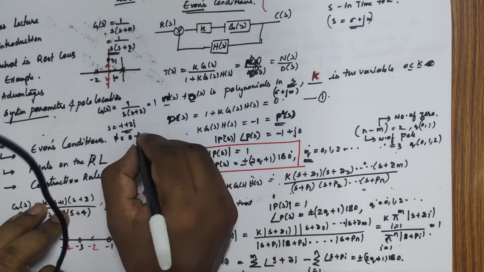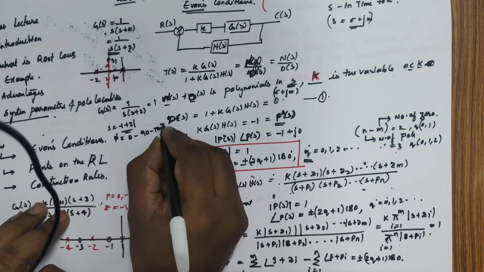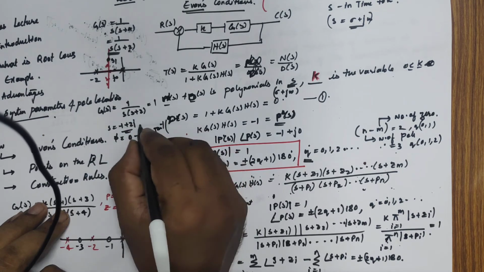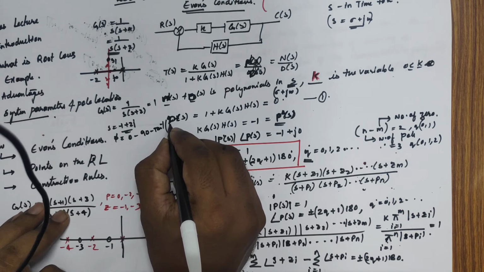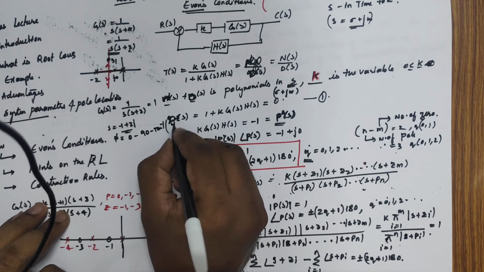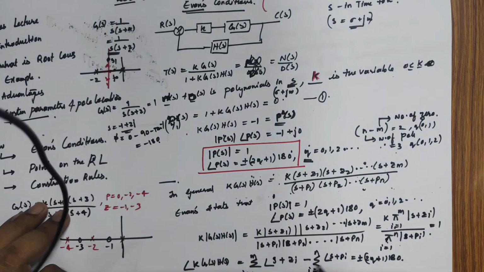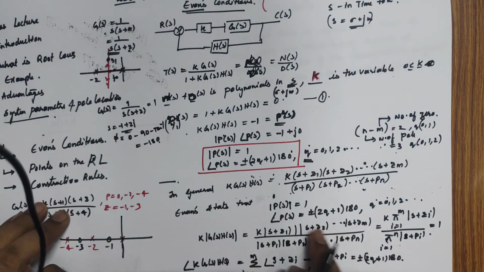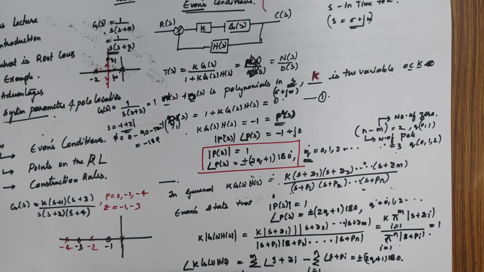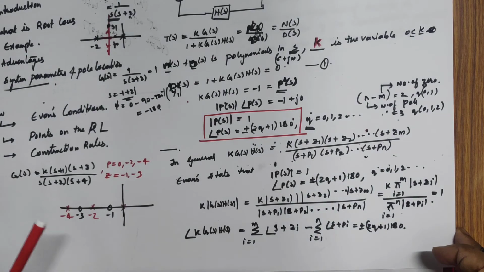Then minus the angle of the pole at 0, which is 90, minus tan inverse of omega by 1. So if it is minus 180, a multiplication factor of 180 degrees, then it is satisfied. That is the meaning of this equation. Don't get frightened by seeing this equation; we'll deal with all these things later.